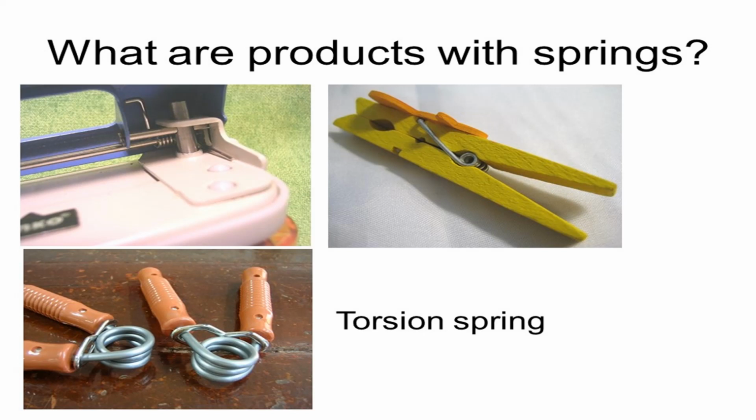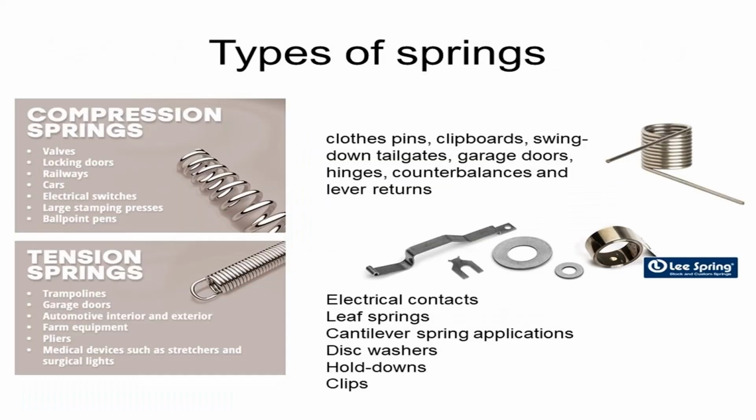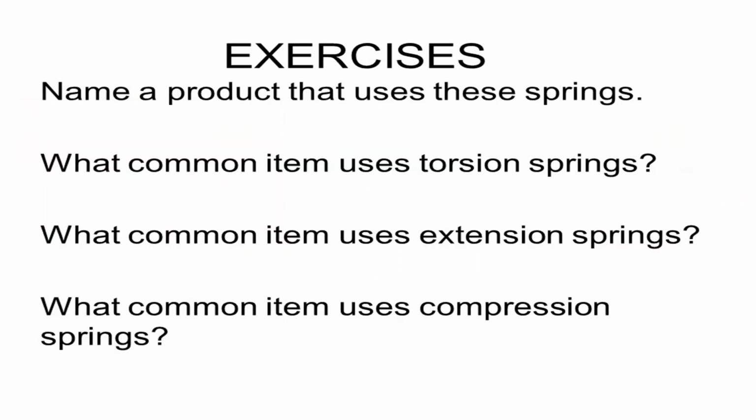Common springs that we use are either compression springs or tension springs. These are common things that we have. So, exercise: can you name a product that uses these springs? What are some common items that use torsion springs? What are some common items that use extension springs, and what is one common item that uses compression springs? Think about all these things, and then you can list them down and note them.